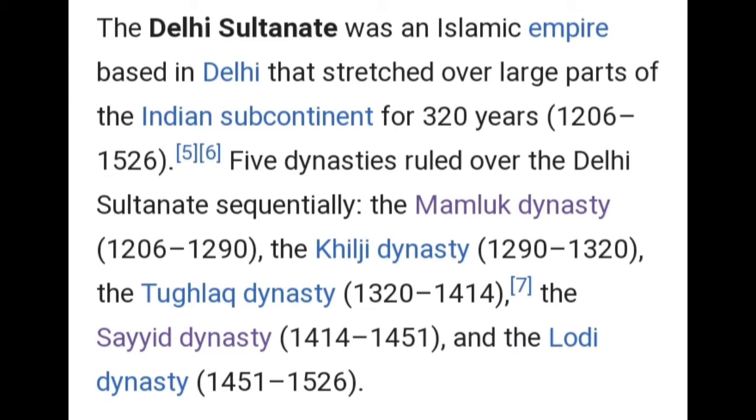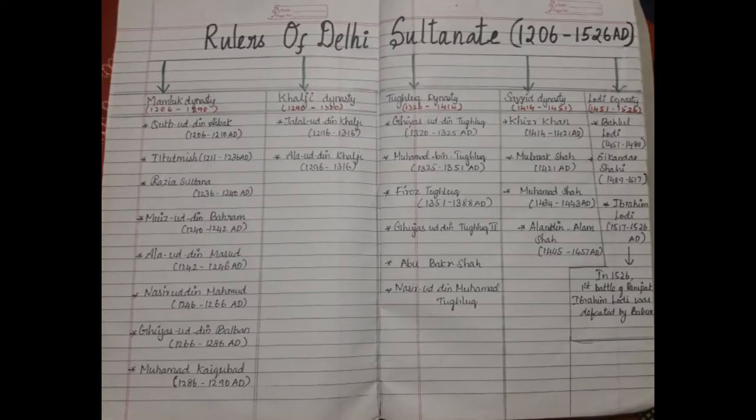The Delhi Sultanate was an Islamic empire based in Delhi that stretched over large parts of the Indian subcontinent for 320 years. Five dynasties ruled over the Delhi Sultanate subsequently: the Mamluk Dynasty, the Khilji Dynasty, the Tughlaq Dynasty, the Sayyid Dynasty, and the Lodi Dynasty. We are going to see in depth about this. This flowchart shows information about the five dynasties of the Delhi Sultanate and its rulers.